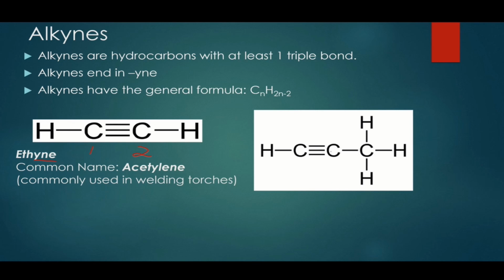Another example, there's our triple bond, 1, 2, 3. We count the number of carbons, 1, 2, 3. We think about the prefix for 3 carbons, prop. Because of that triple bond, we add the ending YNE, and we have propyne.